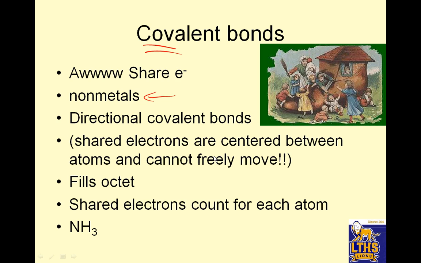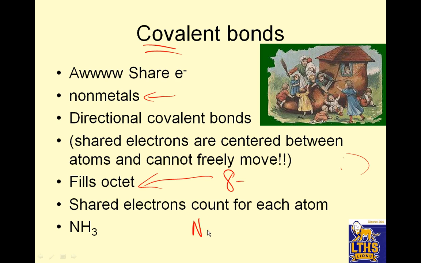Nonmetals. It's called directional covalent bonds because those electrons are shared between the atoms. They're not shared by everybody in a whole array of atoms. It's just stuck in between, constantly in motion of course, but in between the nuclei of the atoms. Why do they share? To fill octets. Octet rule: to get a full shell, which is usually 8 electrons. Shared electrons count for each atom.